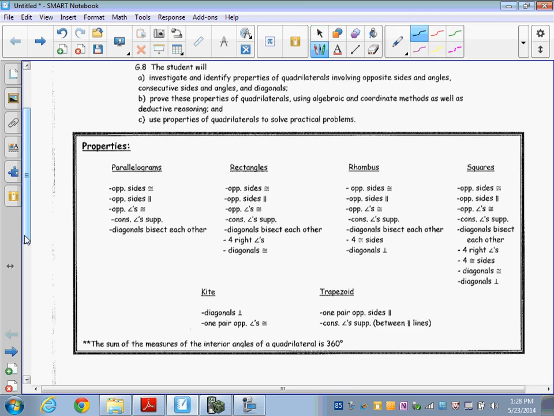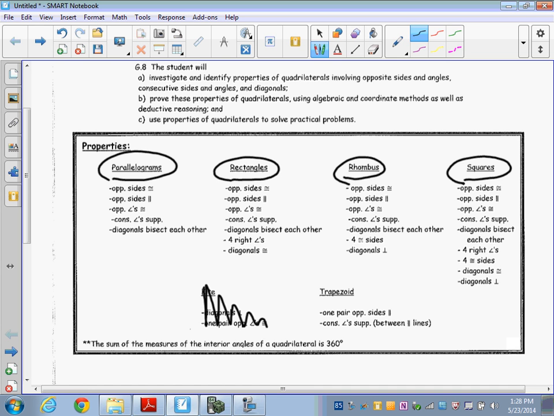The one that you won't be responsible for in the SOL is kites, but you need to know about parallelograms, rectangles, rhombuses, squares, and trapezoids. These three up top, they're all special types of parallelogram.